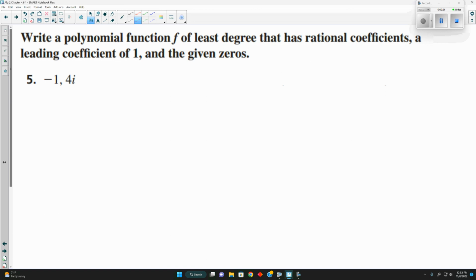Now, what we talked about yesterday with this is the complex conjugate theorem. The complex conjugate theorem stated if a plus bi is a solution, then a minus bi is a solution. Which tells us also if x is equal to 4i, x also has to equal negative 4i. We have to have the positive and negative case.